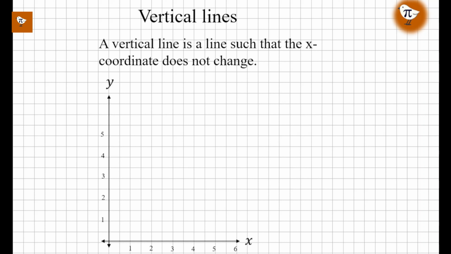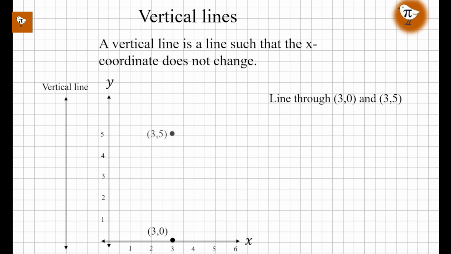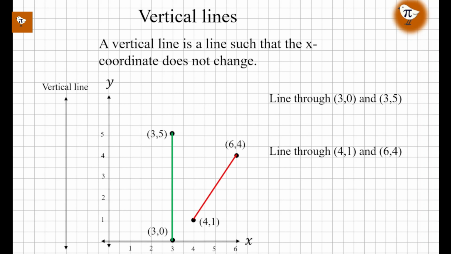A vertical line is a line parallel to the y-axis, meaning the x-coordinate does not change. For example, the straight line that passes through (3, 0) and (3, 5) is vertical, because the x-coordinate remains the same. The line that passes through (4, 1) and (6, 4) is not vertical because its x-coordinate varies. For example, at this point, the x value is 4, and at this other point, the x value is 6.